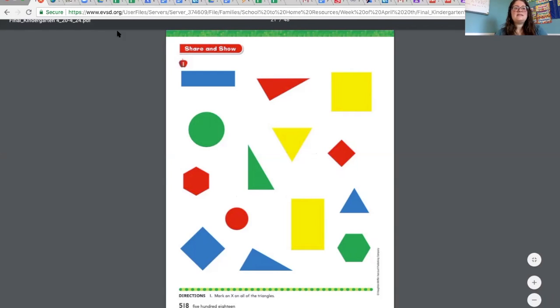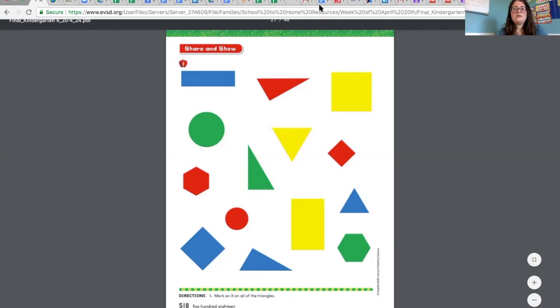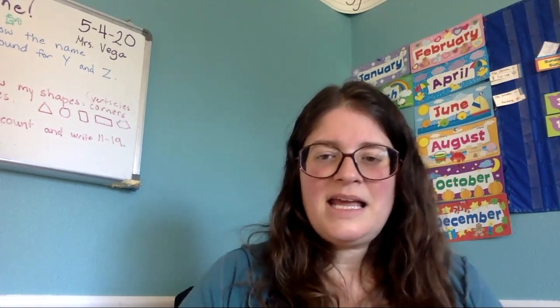In your packet this week, you'll notice that there's some papers about shapes, and they're a little bit of a test to see, did we teach you everything you need to know about shapes? If you could take a picture of it, I would love to see it. Well, that's all I have for today.